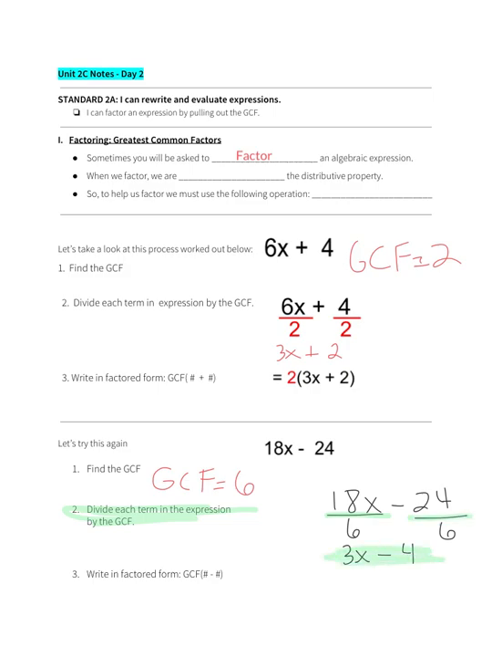And then my last step is to rewrite it in factored form. So I take the GCF, which was 6, and I multiply it by 3x minus 4. So again, find the GCF, divide by the GCF, get this answer, parentheses, and then put the GCF on the outside. And this is factored form.